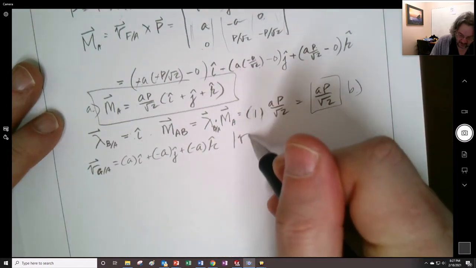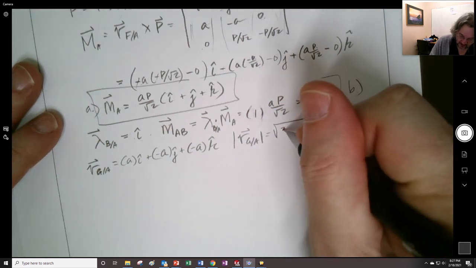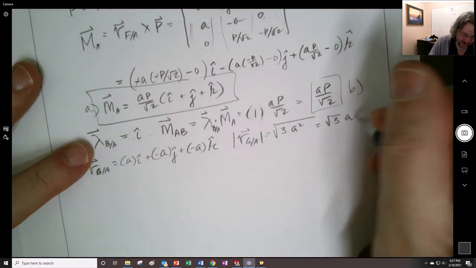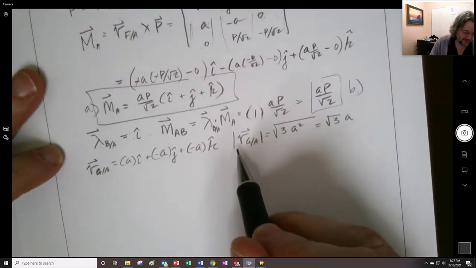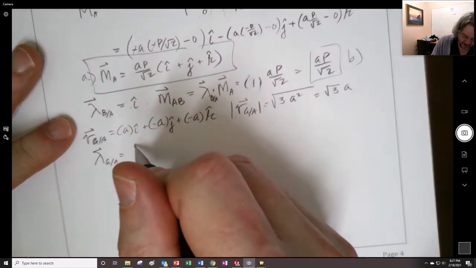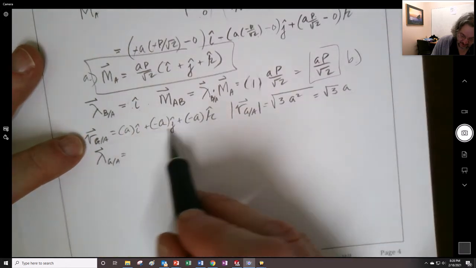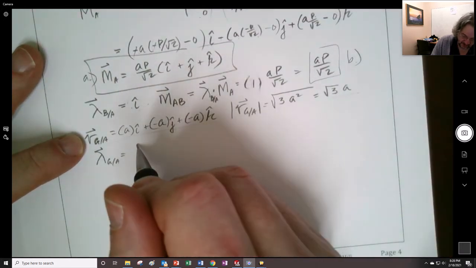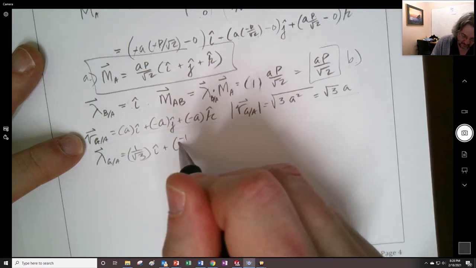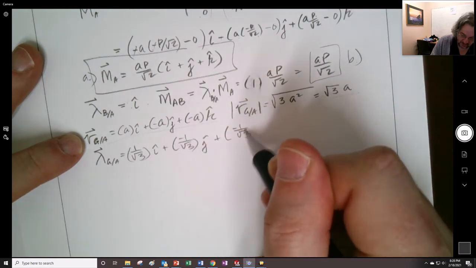And the magnitude of that, we can almost do this in our head, right? It's going to be the square root of 3 times A squared, right? A. So square root of 3A. It's going to be the magnitude right there. So the direction cosine of G with respect to A is going to be, we're just going to divide this by that. So we end up finding that we get 1 over square root of 3 I plus negative 1 over square root of 3 J plus negative 1 over square root of 3 K.